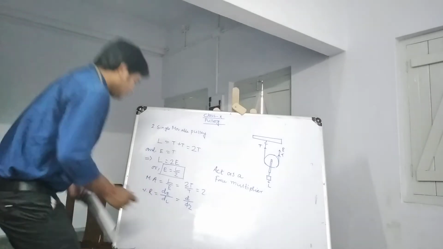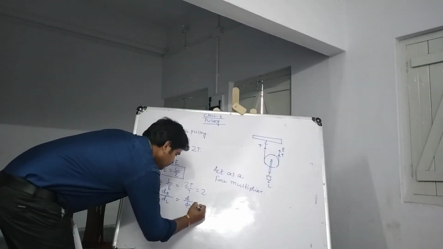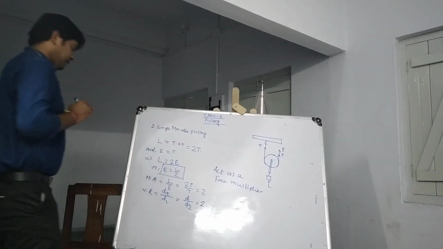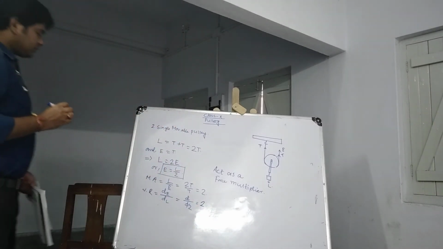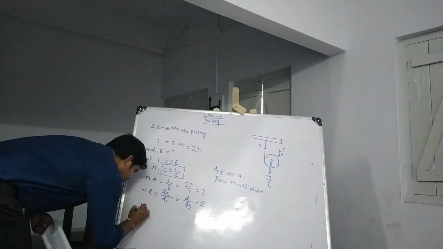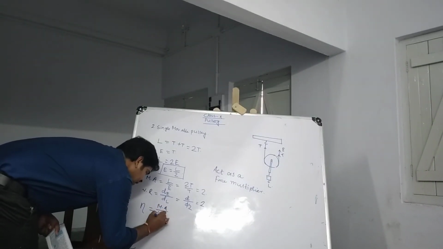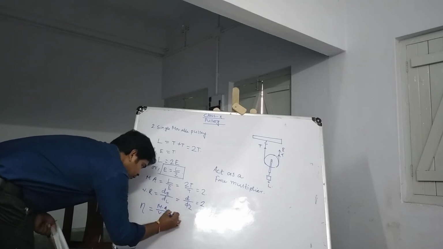Now from this, what will we get? The d cancels out, and the velocity ratio is also 2. Now efficiency eta is equal to mechanical advantage divided by velocity ratio, times 100%.